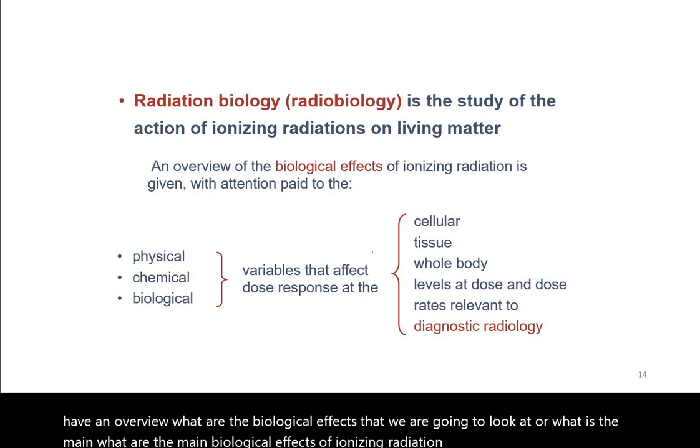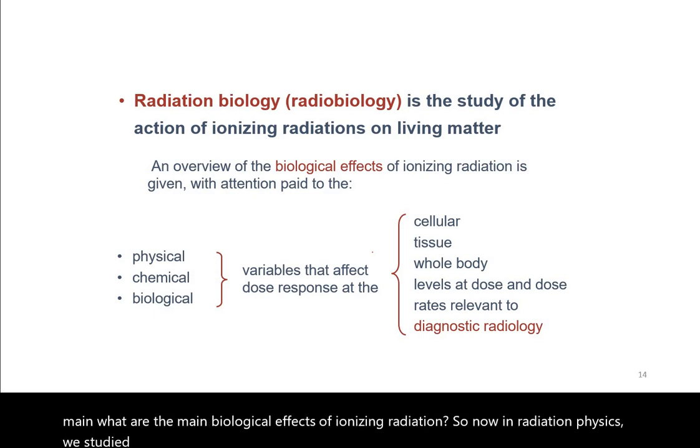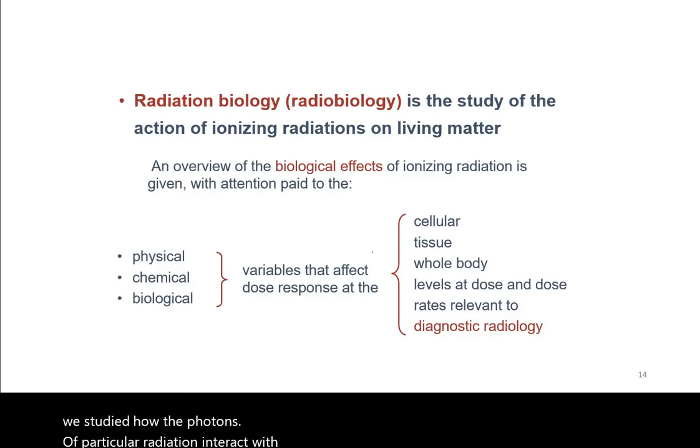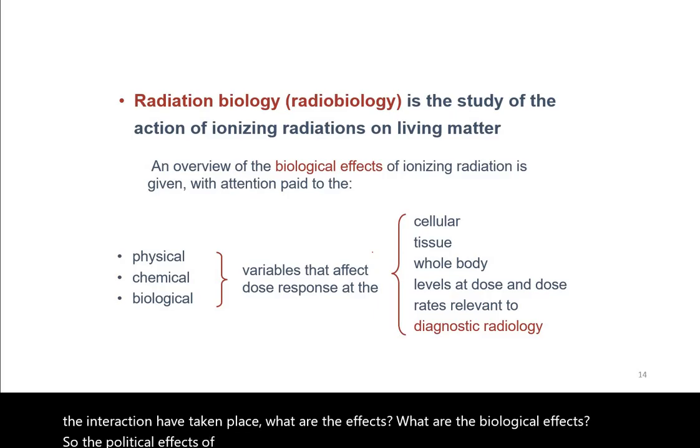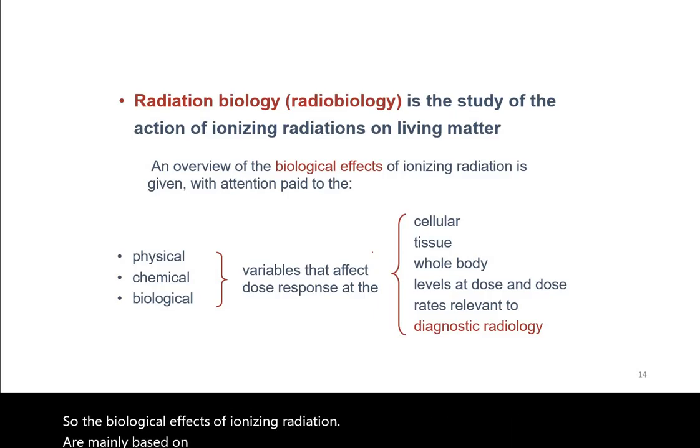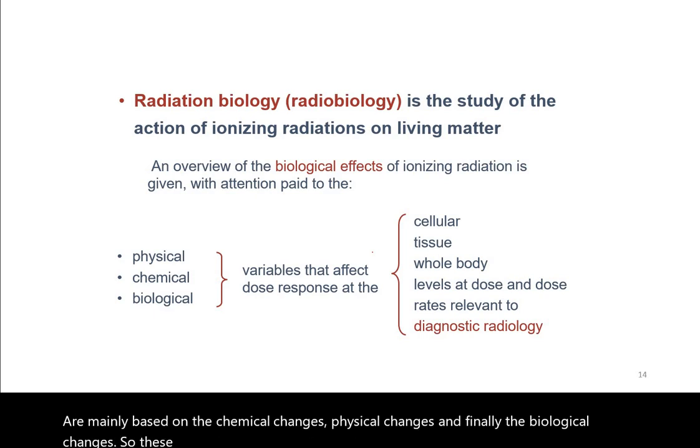So now in radiation physics, we studied how the photons or particulate radiation interact with matter. Now we're looking into the effects. Now that the interaction has taken place, what are the effects? What are the biological effects? So the biological effects of ionizing radiation are mainly based on the chemical changes, physical changes, and finally the biological changes.